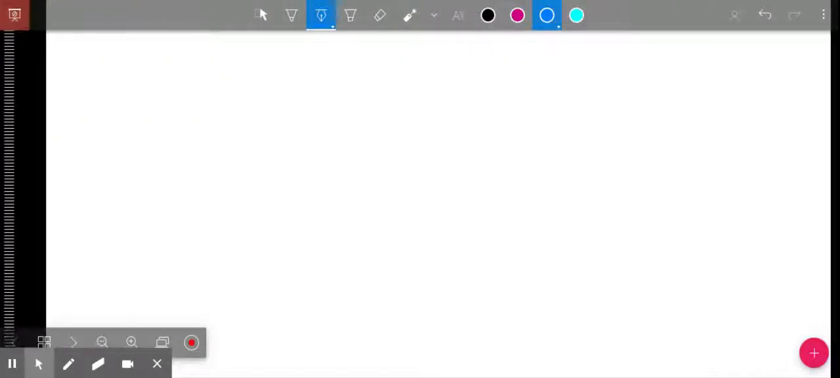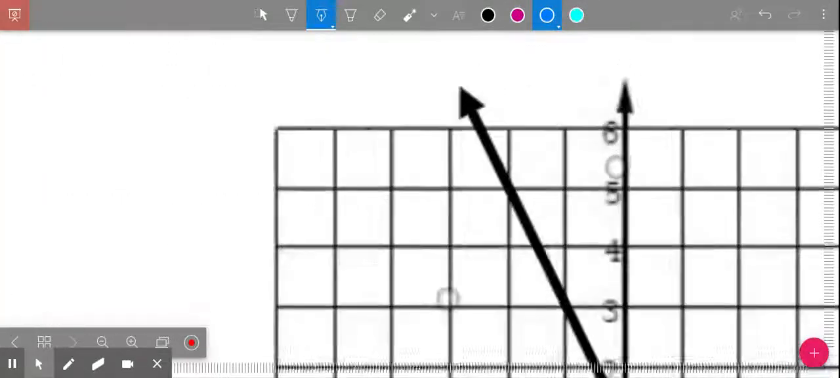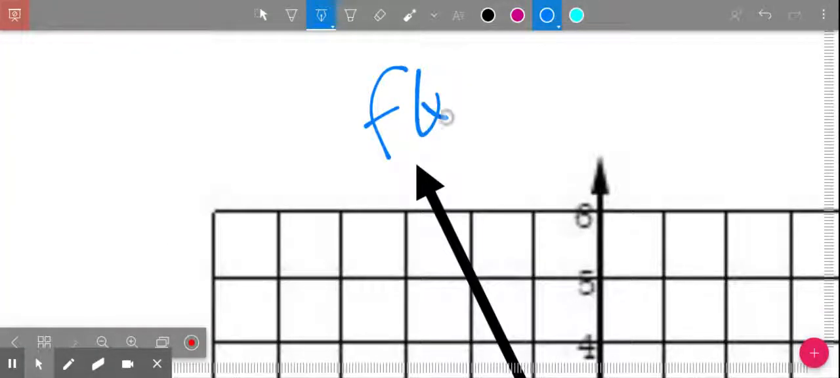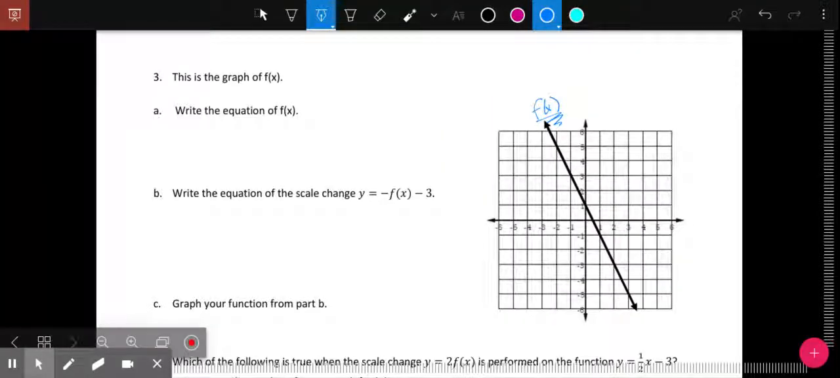Okay, let's move over to the back. We're going to do one more of these scale changes where we have to start by writing the function. These are by far the trickier of the two, so we have to make sure we're practicing those. This says write the equation of f of x. This is our graph, so we're going to label it f of x, just so we know. And we're going to write the equation.